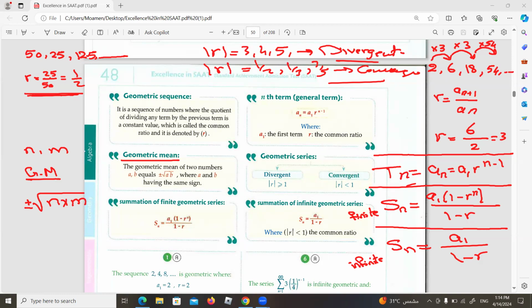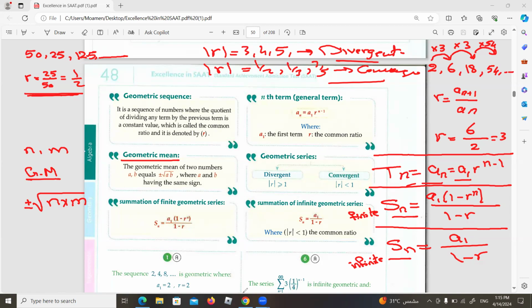Let's go to the problems directly. So we have here Tn or An equals A1 R to the power n minus 1. Sn for the finite equals A1 open bracket 1 minus R to the power n over 1 minus R. Sn for the infinite series is A1 over 1 minus R. And the geometric mean is the square root of the product of the two numbers. Don't forget positive or negative.